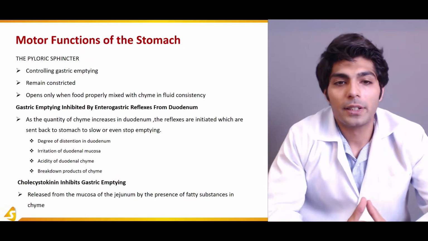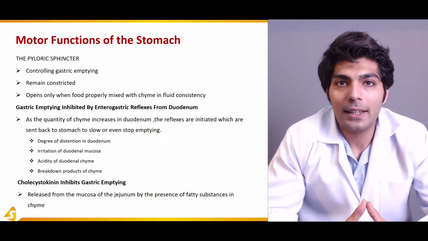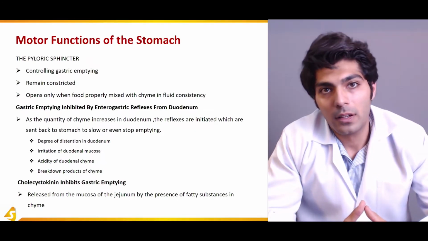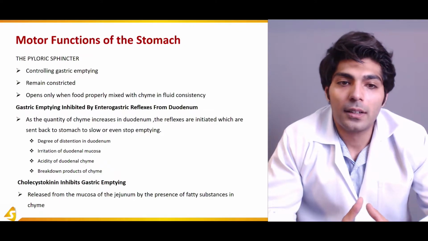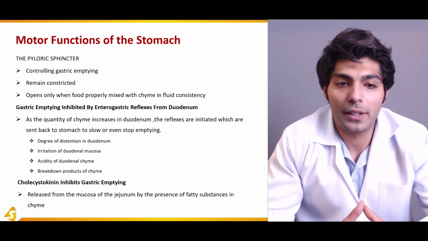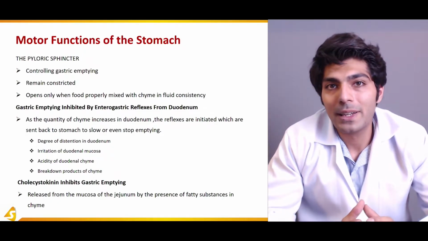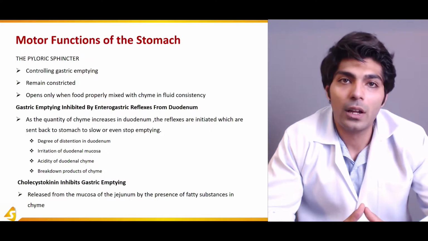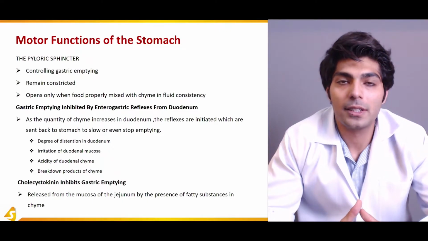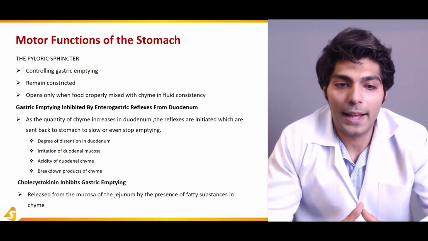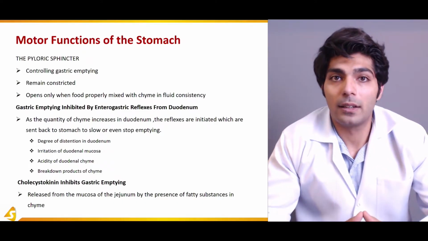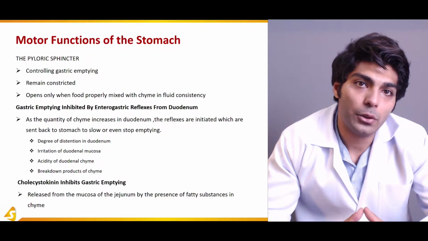Now the pyloric sphincter, present at the junction where the duodenum begins, is the controlling center of gastric emptying. The pyloric sphincter remains constricted, contracted, until the chyme is formed, until the food is in proper fluid consistency. Then it gets opened up or relaxed. Once it does, the chyme begins its entry into the duodenum.